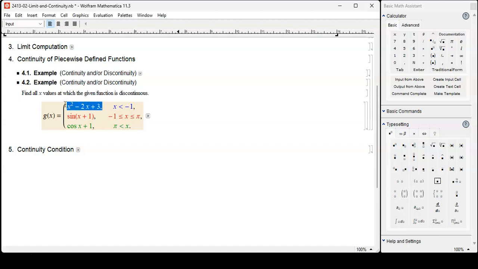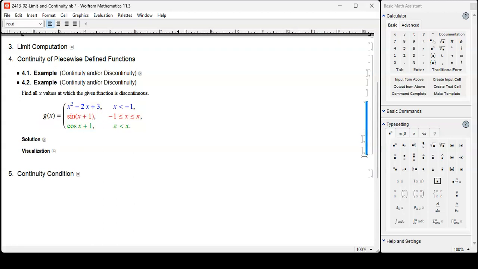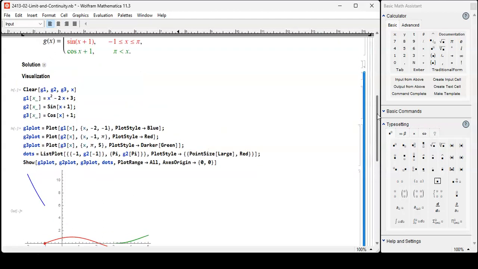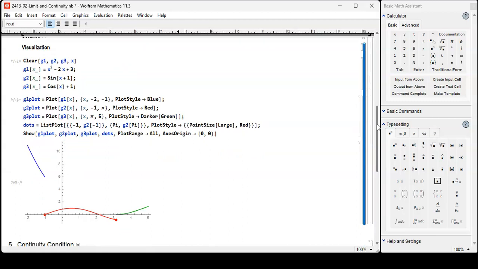So plugging -1 to first line, we get candidate 1. Plugging -1 to the second, you get candidate 2. Are they the same? Plug in pi to the second line, plug in pi to the third line, we get these two candidates. Are they the same? Here's a visualization. It turns out they're all different each time. So we don't have continuity anywhere. So x equal to -1, discontinuity. X equals to pi, we have discontinuity.